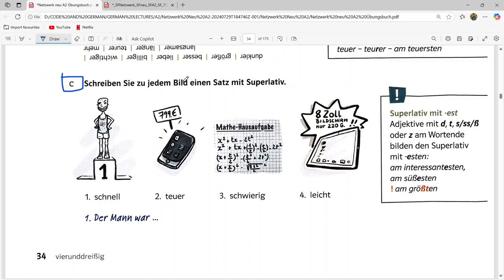Schreiben Sie zu jedem Bild einen Satz mit Superlativ. So, from the pictures, try to write superlative sentences. First one is schnell. So, how can I write a sentence with schnell? Let us try. So, the man was the fastest. So, der Mann war am schnellsten. Done.